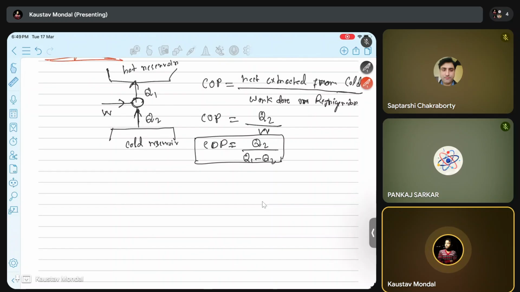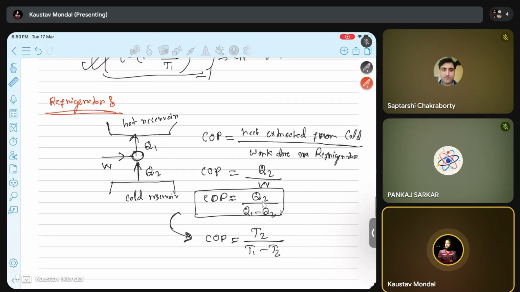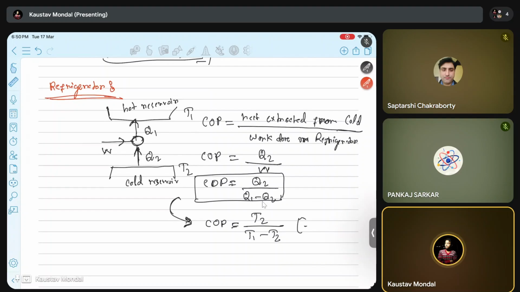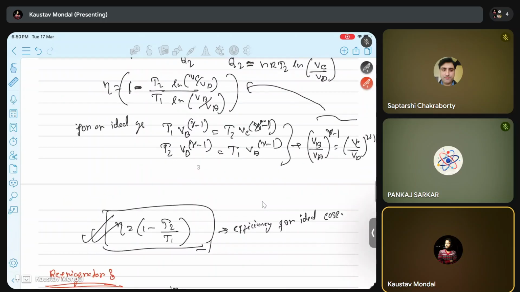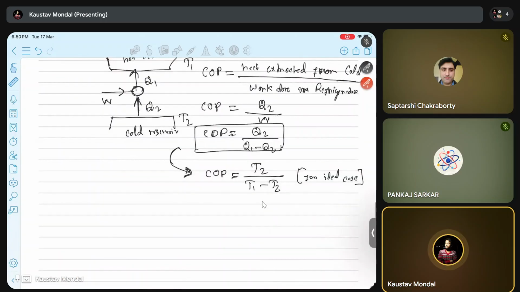Okay, so in a similar way, if you consider an ideal case, the COP can take an expression like this: T2/(T1 minus T2). Okay. So T1 is the temperature at the hot reservoir, T2 is the temperature at the cold reservoir, for the ideal case. Okay, so this COP is also sometimes denoted by the omega sign.